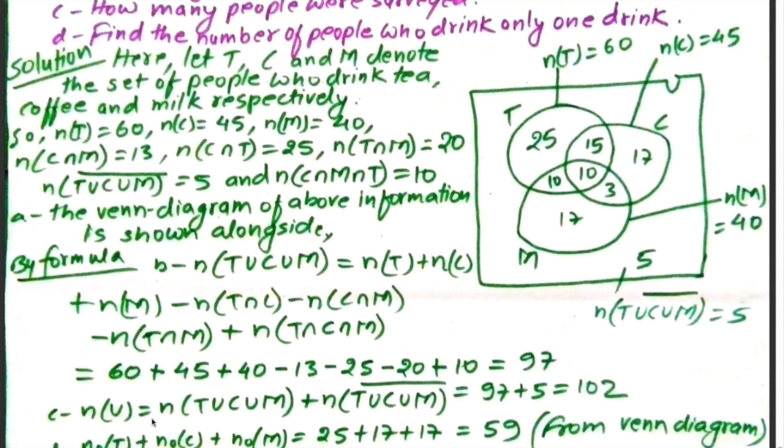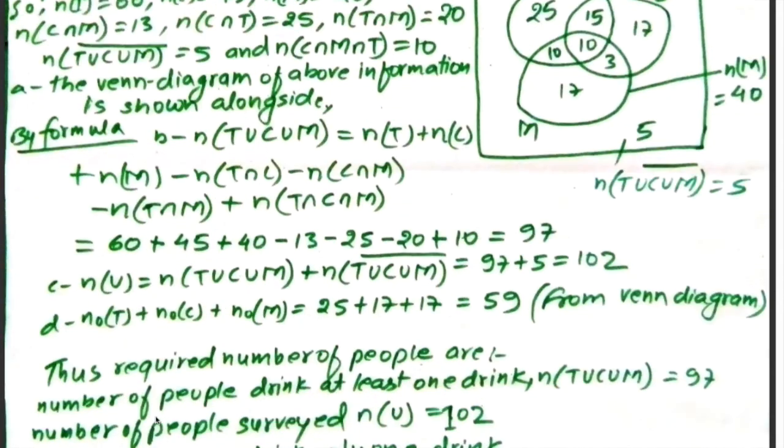n(U) equals n(T union C union M) plus n of the complement of T union C union M. This is our formula, and from it we get the union of all three sets as 97, and the complement of all three sets is 5, as given in the question. So 97 plus 5 equals 102. It means the total number of people is 102.